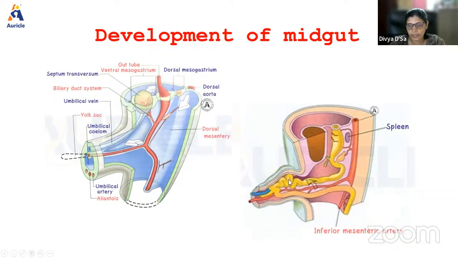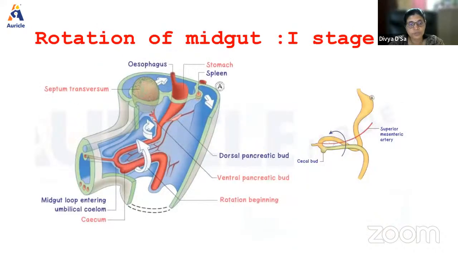When it forms a U-shaped loop, the portion above we call the pre-arterial segment, and the portion below we call the post-arterial segment. The pre-arterial segment forms the distal half of the duodenum, the jejunum and the ileum. The post-arterial segment forms the terminal part of the ileum, the cecum, the appendix, the ascending colon, and the proximal two-thirds of the transverse colon.